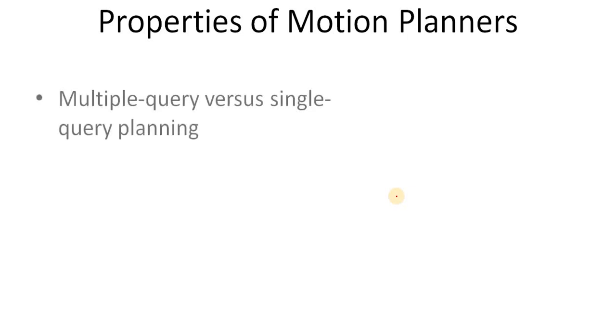So, properties of motion planners. What are the important properties we have here? Multiple query versus single query planning. This is one of the properties we have. Some algorithms are multiple query, and some of the algorithms are single query. So let's say this is our start position and this is the target position, and these are some intermediate points we have within this space. We have some other points also.